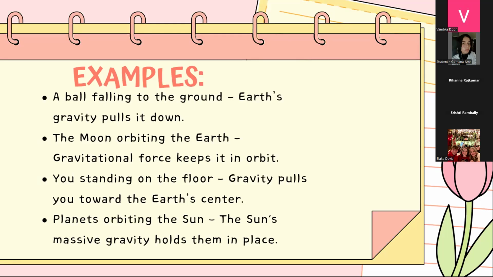Ocean tides as well. The moon's gravity pulls on the Earth's oceans, causing the rise and fall of sea levels. That's what we call tides. The planets and orbits: Earth orbits the sun because of the sun's gravitational pull. Similarly, the moon stays in orbit around the Earth due to the Earth's gravity. Your body weight as well. Your weight is basically the force of gravity acting on your body's mass. So if you were on the moon, you would weigh less. I think it's 1/6 that of on Earth, I believe, because the moon's gravity is weaker.